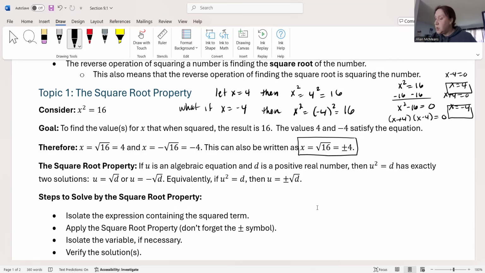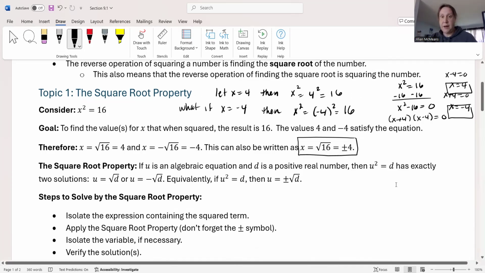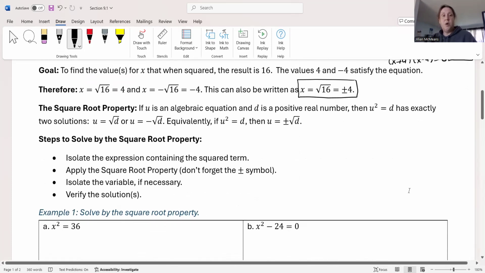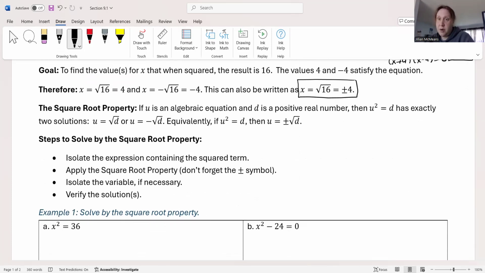Okay, so here's what we're going to do for the square root property. Hopefully when you see it in practice, it'll click a little bit more. We want to isolate the expression containing the squared term or the squared variable, okay? So you want to isolate whatever term has the squared component to it. You then apply the square root property, which just means take the square root of both sides. We basically want to get the variable alone. And if we have an x squared component, we need to undo that x squared. The way we undo a squared component or a squared variable is to take its square root, okay?